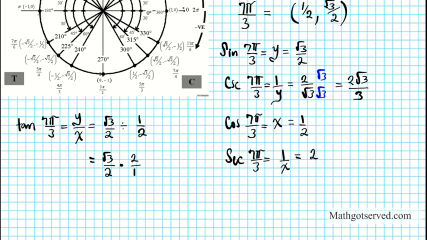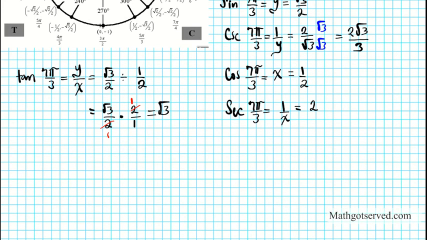One common mistake most students make is they forget to reciprocate this, and then they get the wrong answer. You notice that these two divide out. If you multiply across, your final answer will be root 3. Cotangent 7 pi over 3 is simply the reciprocal of tan, which is x over y. If I reciprocate, I can just reciprocate this final answer.